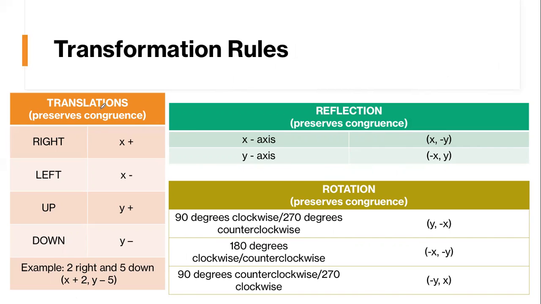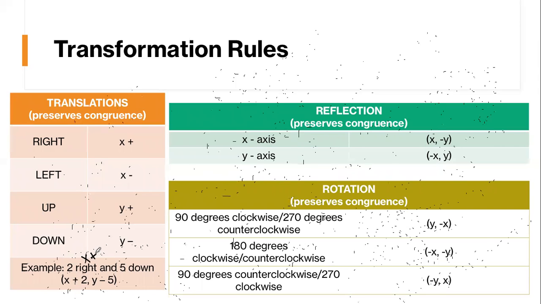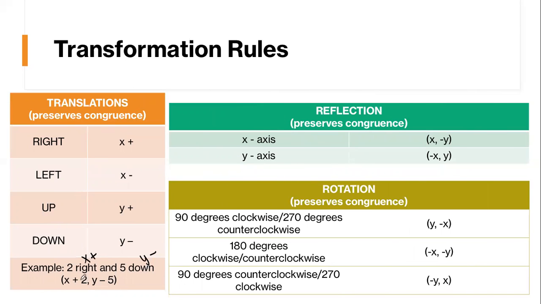Just remember, translations, that's me sliding a figure, preserves congruence. So if I'm moving my hand back and forth, up, down, left, and right, my hand doesn't change. It stays the same, just changes position. So if I'm going to the right, that would be adding to x. To the left, subtracting from x. Up, that's adding to y. Down, subtracting from y. So if I'm going 2 to the right, that'd be x plus 2, because the right is my x values and I'm adding. 5 down, that's my y values, I'm subtracting. X plus 2, y minus 5. There's my answer. Translation is the only one where you're adding and subtracting.